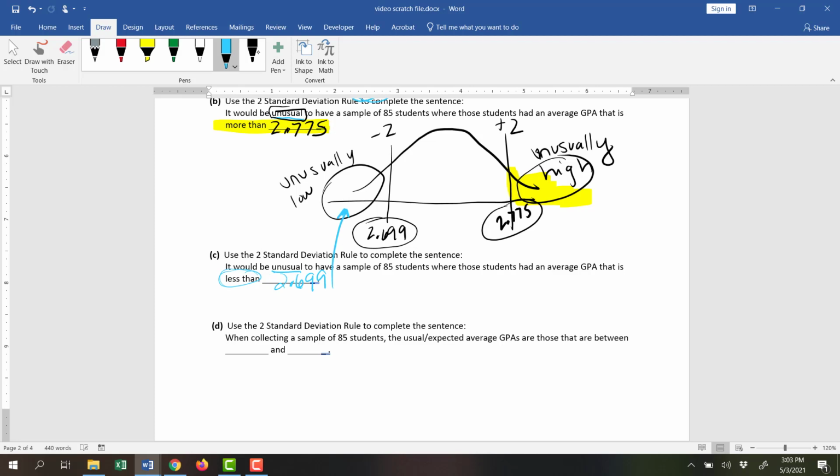And lastly, when collecting a sample of 85 students, the usual expected average GPAs are those that are between 2.699 and 2.775. So these in here, the 95% that are between two standard deviations from the mean, these are the usual expected sort of statistics to get if we went out and talked to 85 students on this campus.